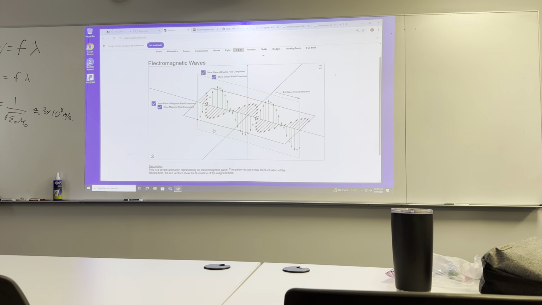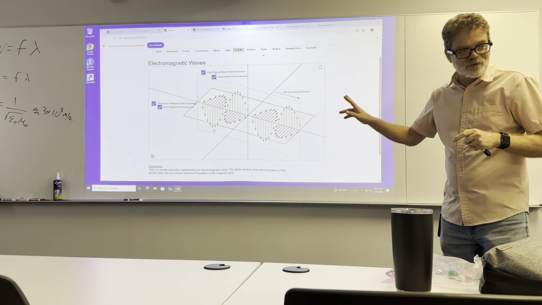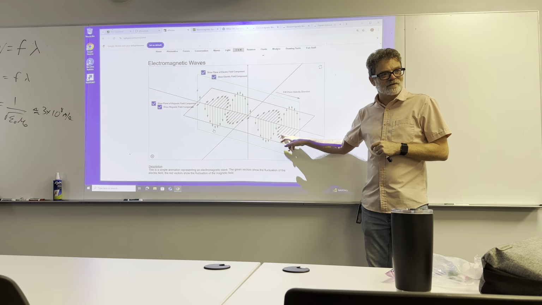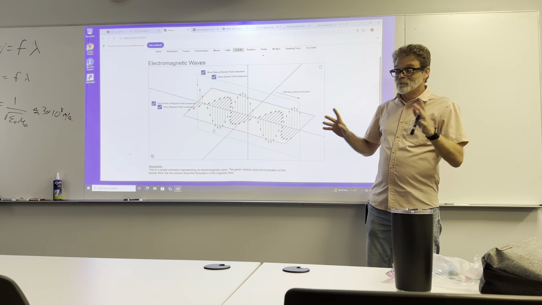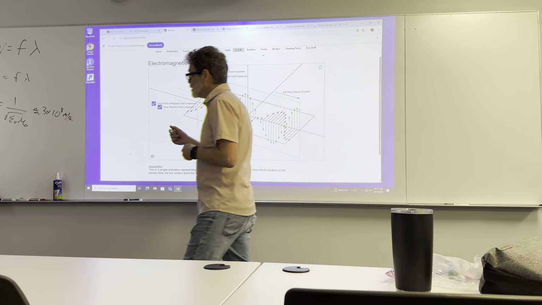So far makes sense? Yes, ma'am. Do they always have the same magnitude? They make it look like the magnitude is the same here, but it's not, because they're in different units. One's in volts per meter and the other's in Teslas. So it's not like... But they are related.